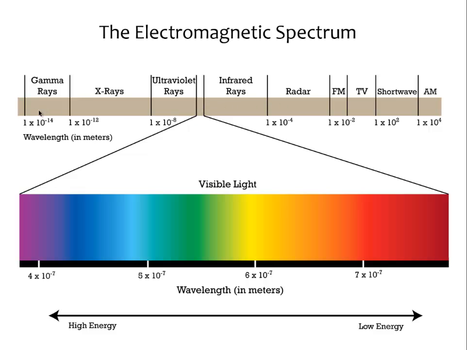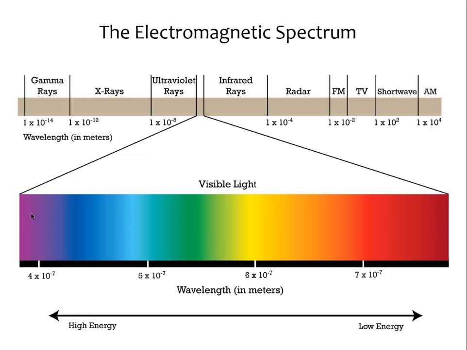From the left we have the gamma rays, the x-rays, and the ultraviolet rays, and then after that to the right would be the infrared rays, the radar, FM, TV waves, short waves, and the AM waves. Visible light consists only of a very narrow part of the electromagnetic spectrum, and it consists of your color spectrum here, from the deep violets to the purples and blues and cyans, greens, yellows, oranges, and your reds.